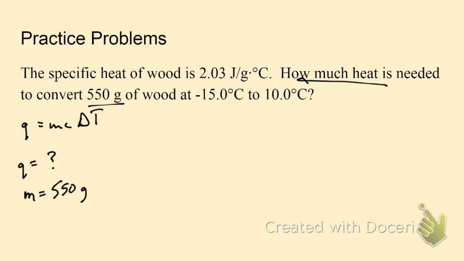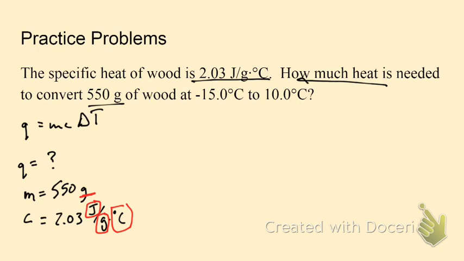And I'm going to tell you that the units have to be in grams, and then the specific heat here says 2.03 joules per gram times Celsius. Something useful is that whenever they give you specific heat, it also tells you the units you have to use. So notice the mass has to be grams, your specific heat has to be in joules, and your temperature has to be in degrees Celsius.